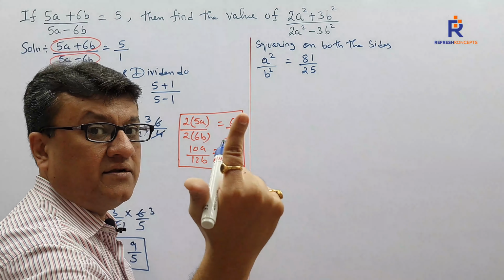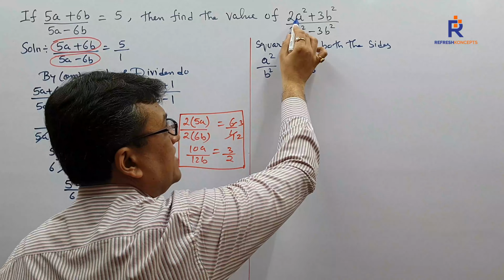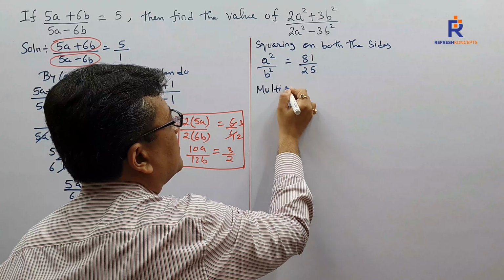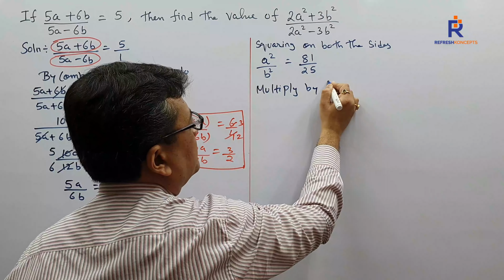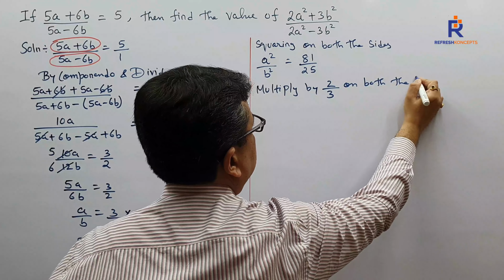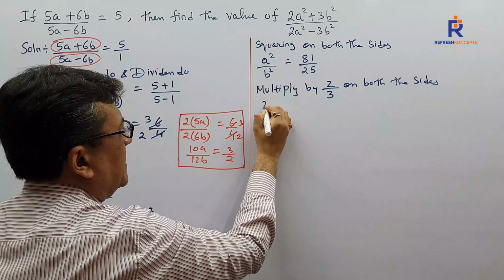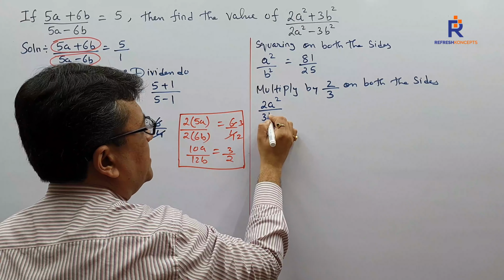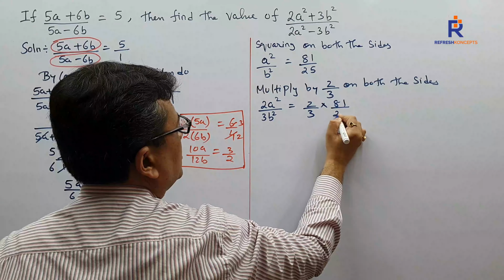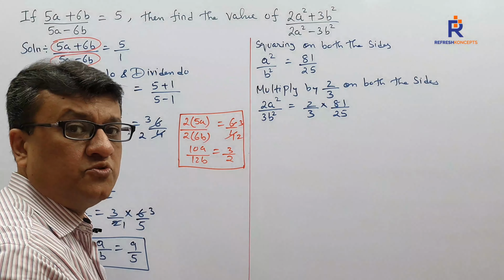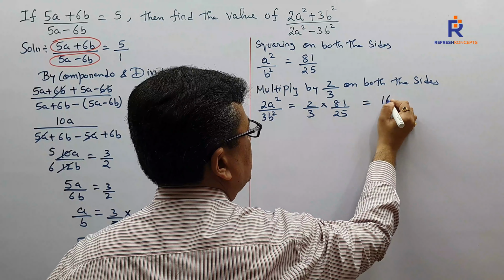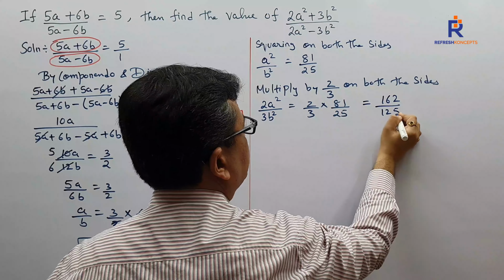Ratio, power, coefficient. Who is there with A? 2. Who is there with B? 3. Multiply by 2 by 3 on both the sides. When I multiply by 2 by 3, I'll get 2a square upon 3b square equals 2 by 3 into 81 by 25. If things are getting cancelled, please do so. If not, multiply it. 81 2s are 162. 25 3s are 125.